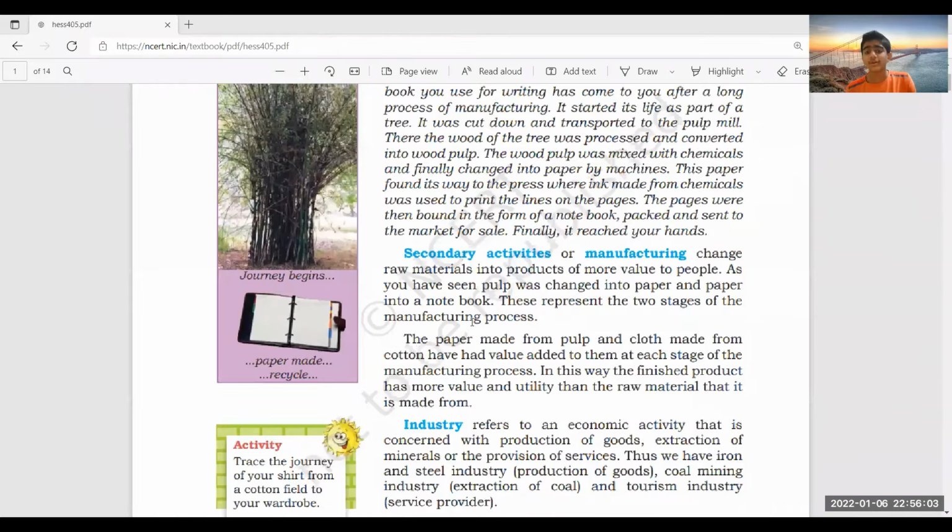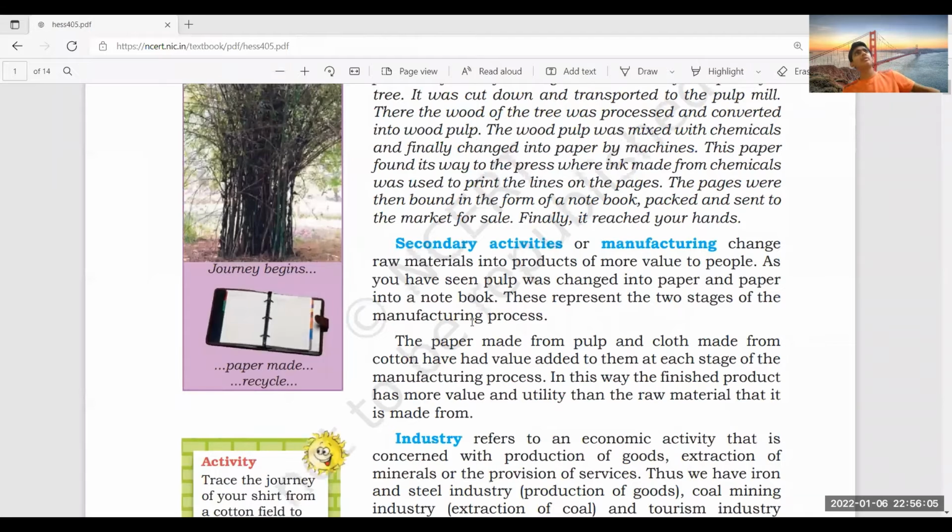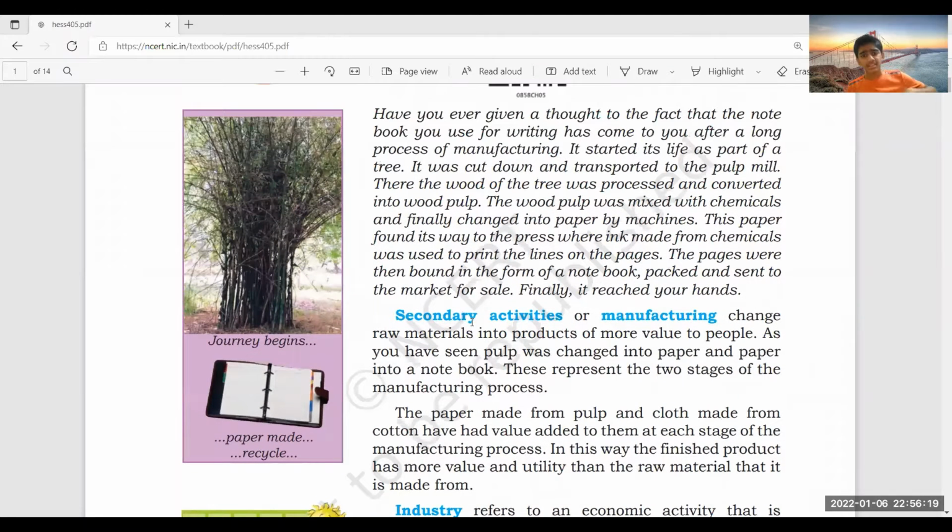Basically, in the last chapter, agriculture was about primary activities. Now it's about secondary activities, and human resource rendering service is tertiary activity. So now let's learn about secondary activity industries. It comes under secondary activity.